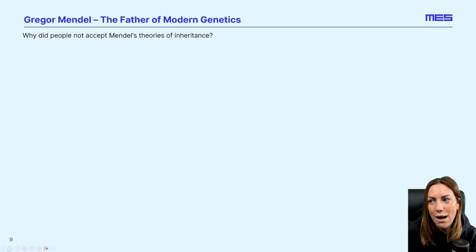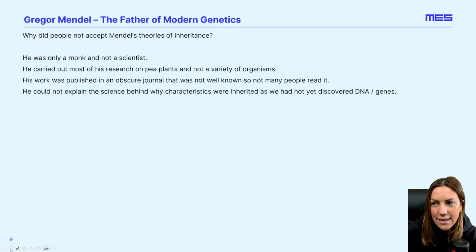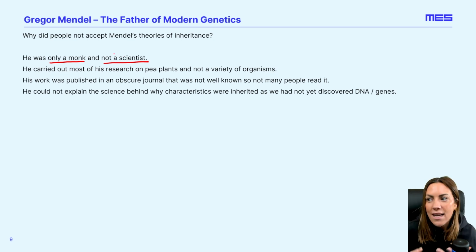Now, the next thing you need to know about Mendel is why did people not really accept Mendel's theories of inheritance? Why was his work not recognised until later, after he died? So answers you can give to a question like this in an exam, you can say he was only a monk, or he was not a scientist. So other scientists didn't really pay much attention to his work, didn't really peer review it, didn't really do their own experiments to back it up and support it, right? So he was only a monk. Don't just say he was a monk. You have to convey the idea that he was only a monk, he was not a scientist.